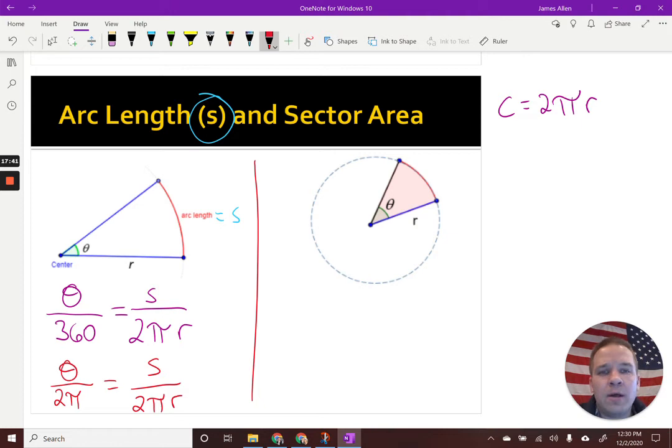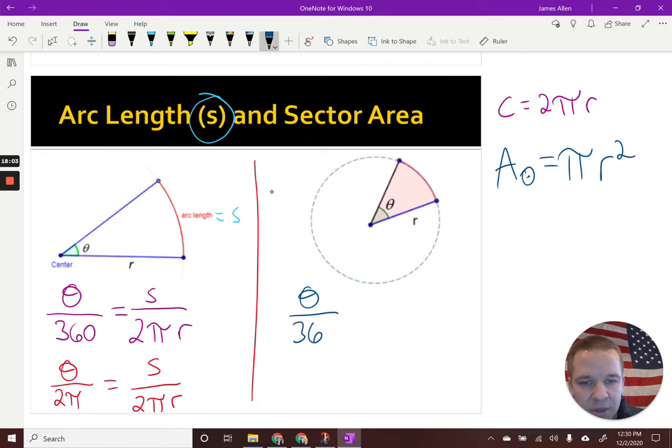Sector area is a portion of the area of a circle. Well, what is the formula for the area of a circle? Area of a circle is equal to pi r squared. So if the full circle is 360, and I just want a portion of it, whatever that might be, I once again can set up the same type of proportion. I can take my central angle divided by 360 and set it equal to the portion of the circle that I want, so the sector area divided by the area of my total circle.